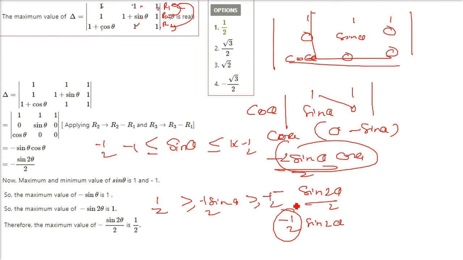So what is the maximum value? It is going to be half. 1 by 2 is the answer. This is the answer.